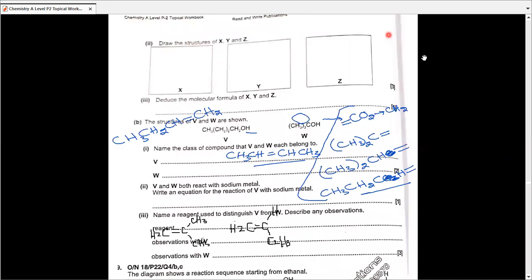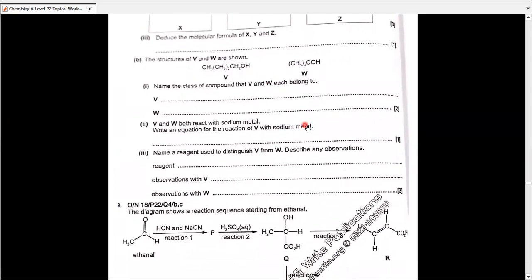So the molecular formula of X, Y, and Z. 1, 2, 3, 4. C4H8. Right. All of them are C4H8. They are actually isomeric to one another, be it structural or stereo, but they are definitely isomeric to one another. Part B.